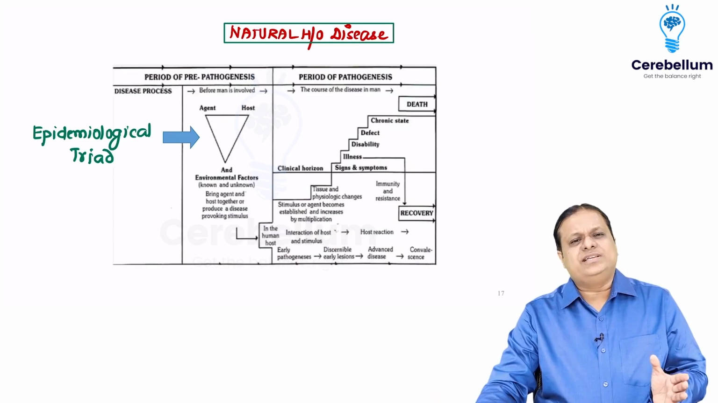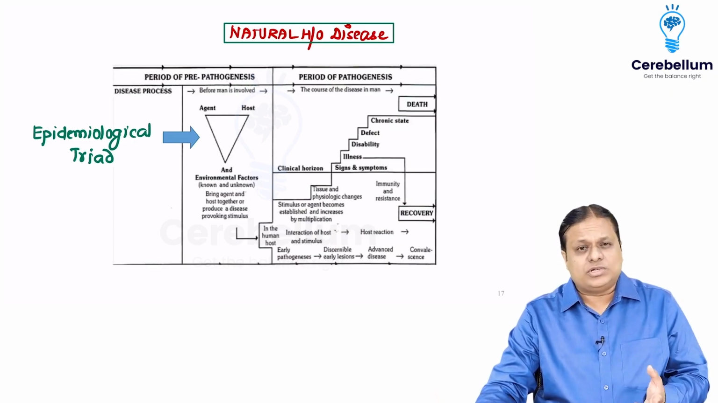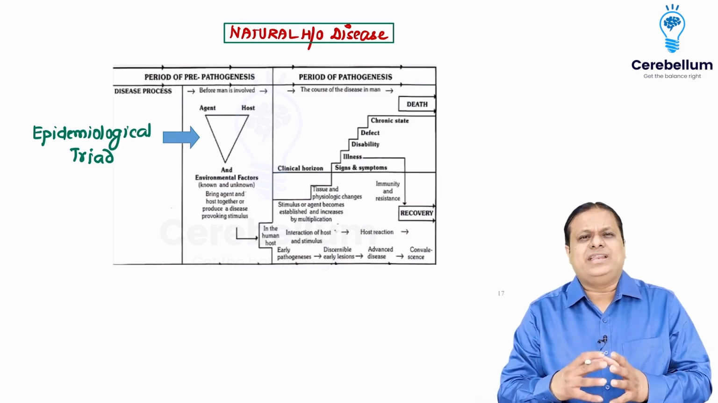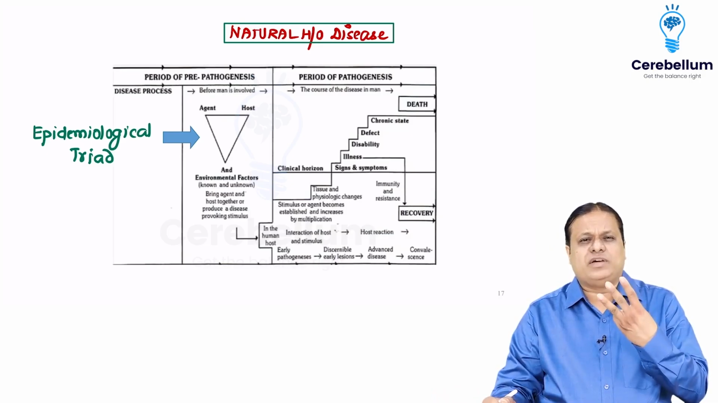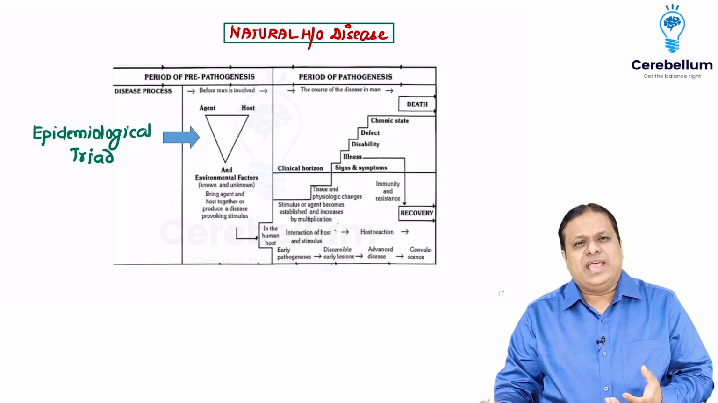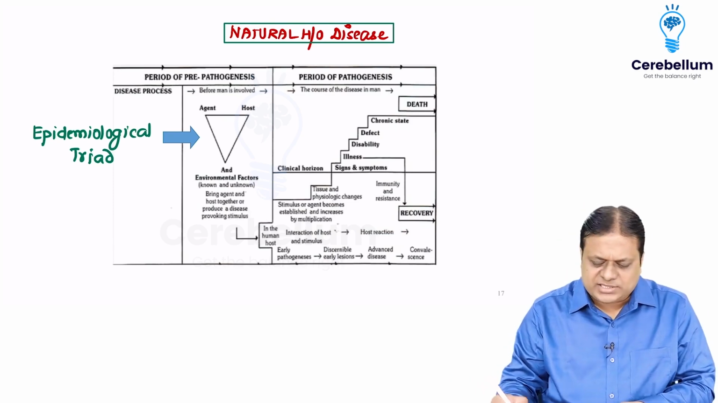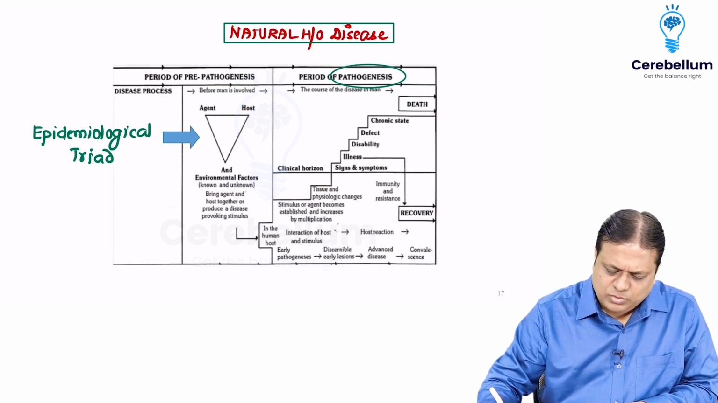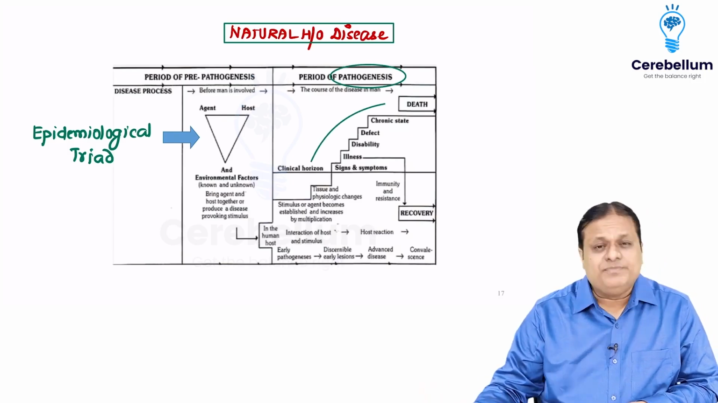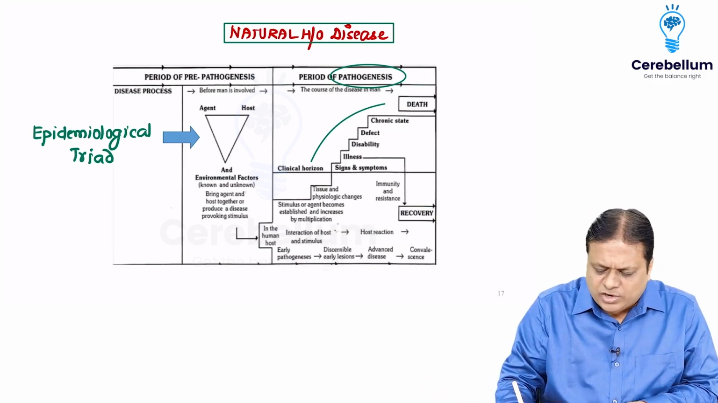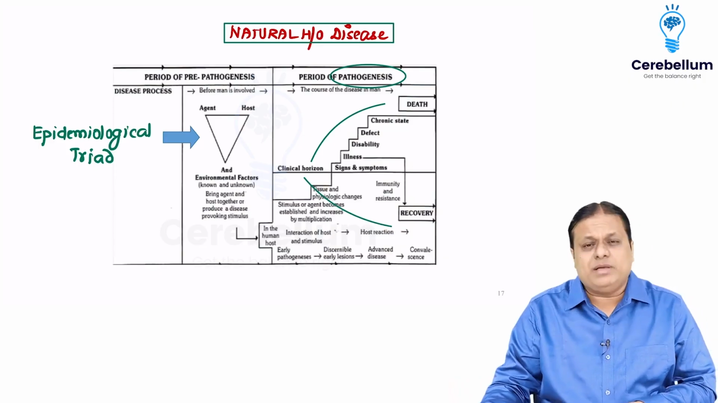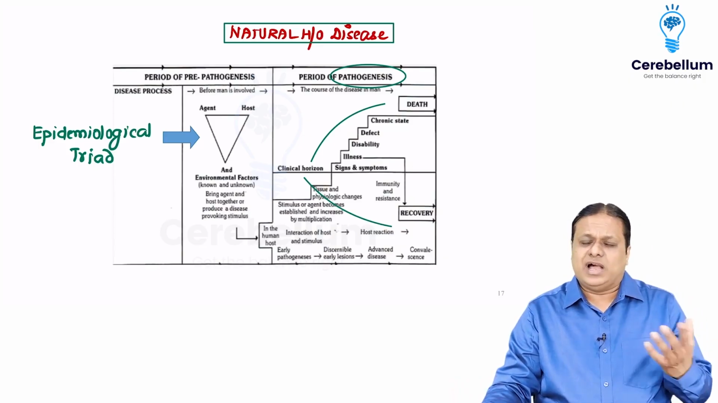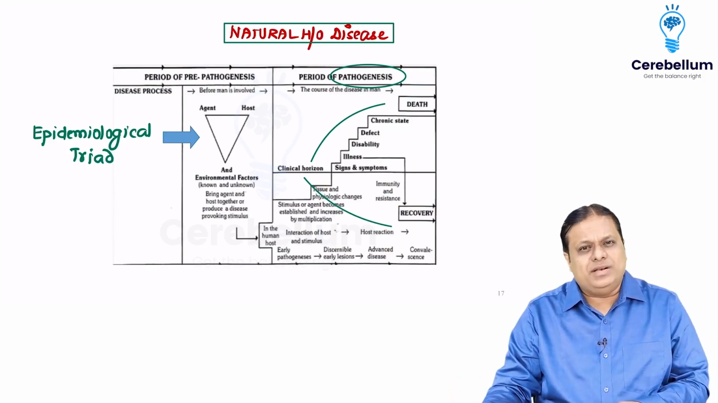So first stage is where there is exposure. After that, there is an interplay of agent, host, environment, epidemiological triad, and then finally pathogenesis starts, that is leading to clinical horizon. It may go up till death, or if person is lucky, there may be a spontaneous recovery, either complete or with disabilities.